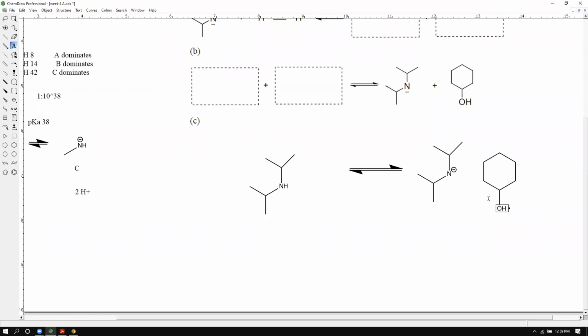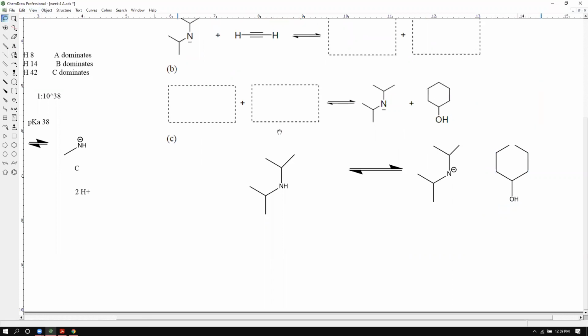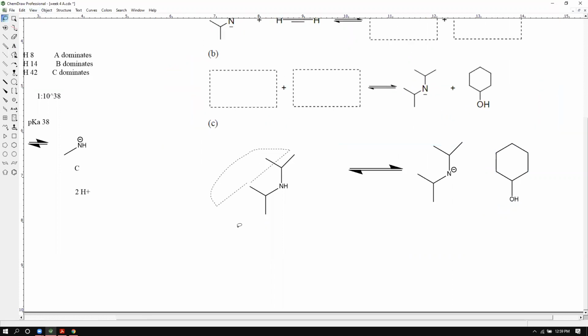Walk me through it. What's going to be the species that we need to counteract this one? Yeah, just a negative charge there, right? Yeah. Thank you.